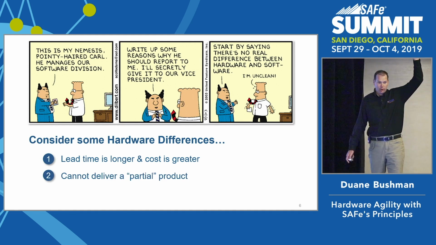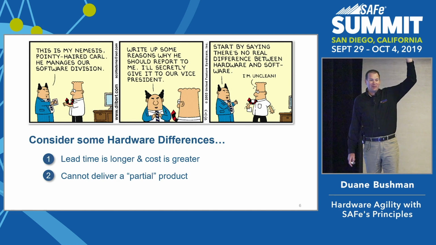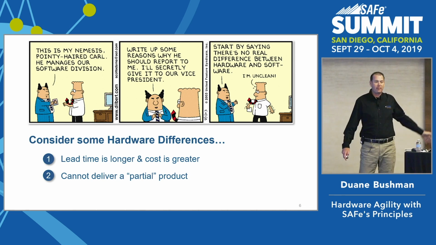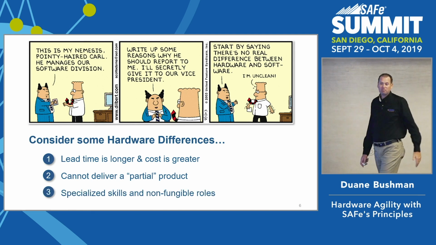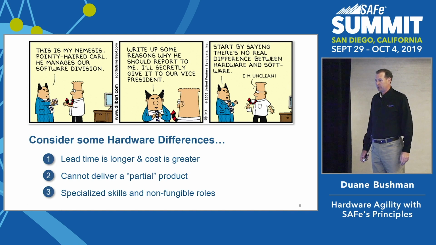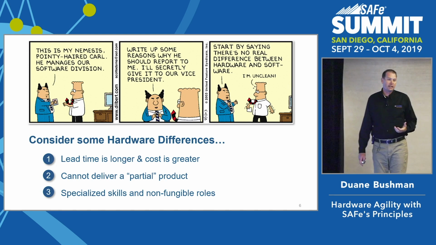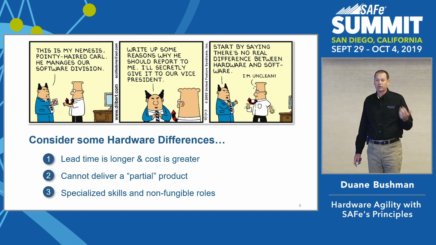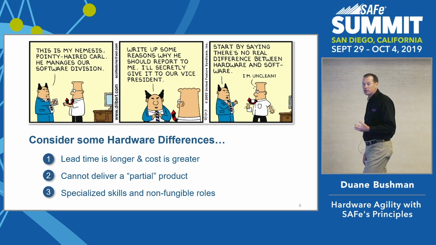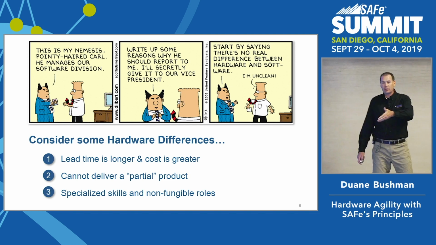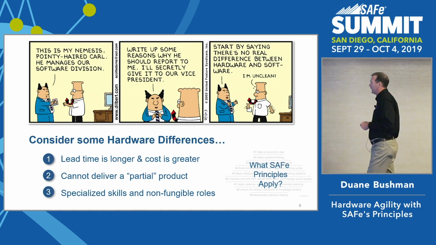Has anyone said or heard that in the coaching world? We can't deliver a partial product, Duane. There's no way. So I'll throw the baby out with the bathwater. It doesn't work, right? And then specialized skills and non-fungible roles. It's not just plug and play. It's not like I can have a software engineer do testing and vice versa. I've got mechanical engineers and power engineers and electrical engineers. Those roles aren't fungible. So I'm going to talk about these three things in the next few slides.